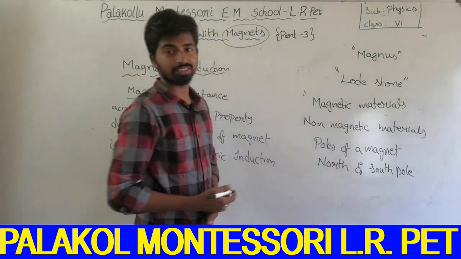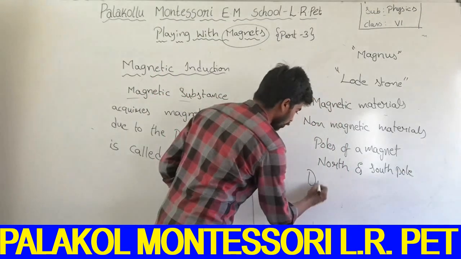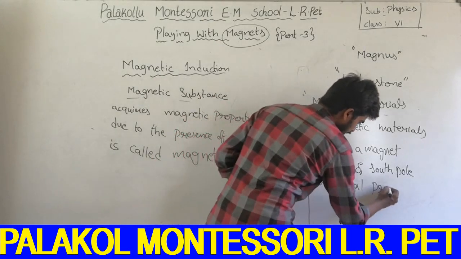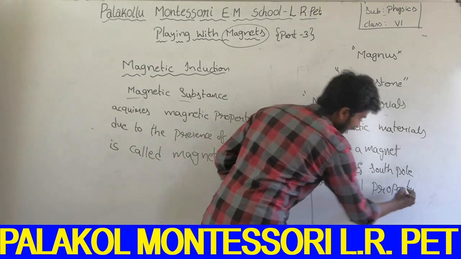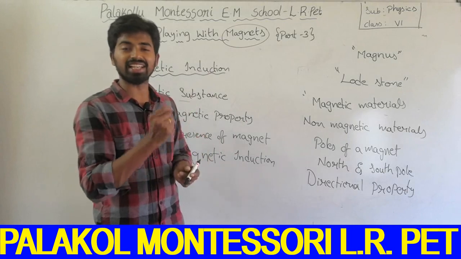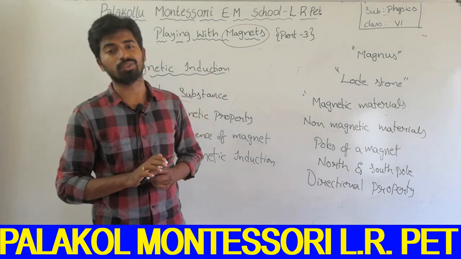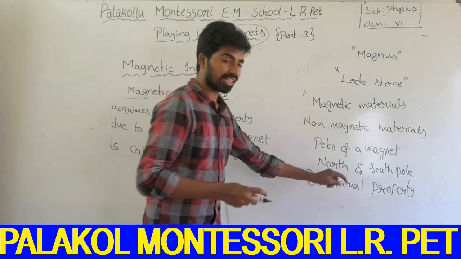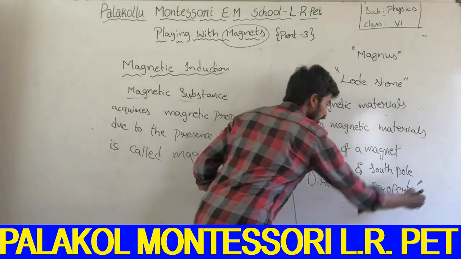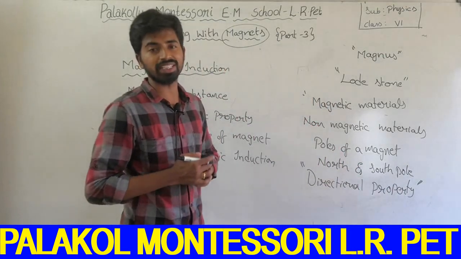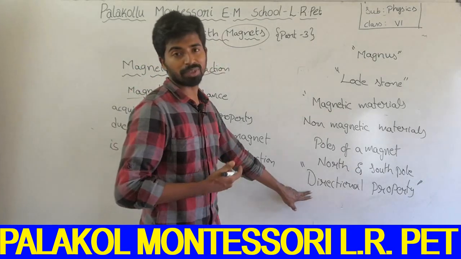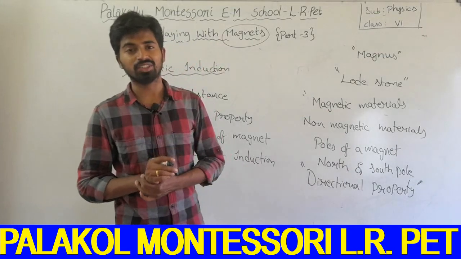And what did we learn next? We learned about the directional property. What is meant by directional property? When a magnet is suspended freely, it aligns in the north-south direction. This property is called the directional property. The device that works on this principle is the magnetic compass.